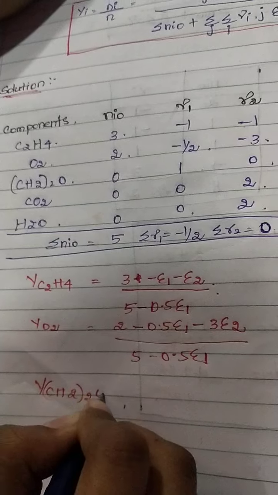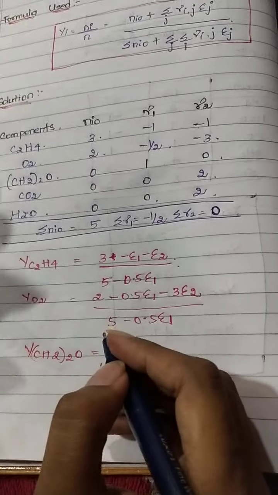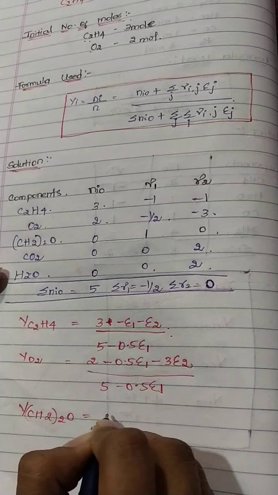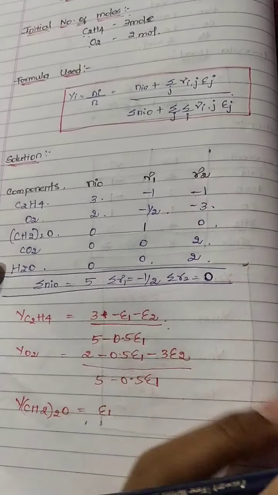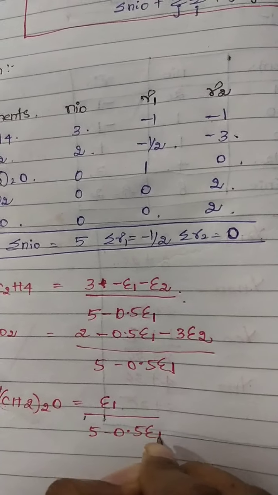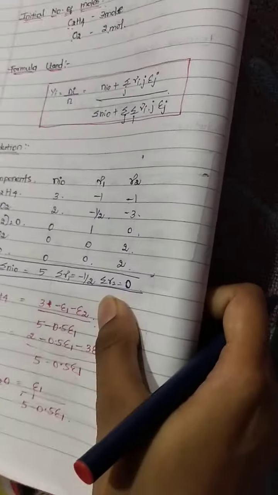The next component is YCH2 twice O. Here Ni naught is 0, so you won't get any term. Only nu 1 is there, so 1 into epsilon 1. Nu 2 is also 0, so you won't get any term. So epsilon 1 by 5 minus 0.5 epsilon 1. The next component is YCO2. Ni naught is 0, nu 1 is also 0, only nu 2 is there. So epsilon 2 divided by the same term, 5 minus 0.5 epsilon 1.